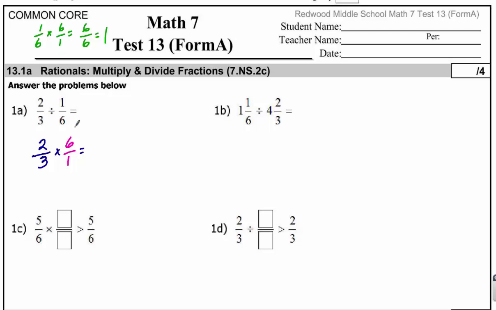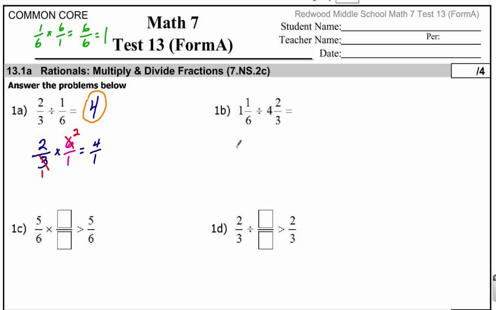We can cancel before we do the multiplication. We can divide 6 by 3. 3 goes into 6 twice, and 3 goes into 3 once. And then we have 2 times 2 is 4. 1 times 1 is 1. That has a value of 4. That's the answer to our first one.